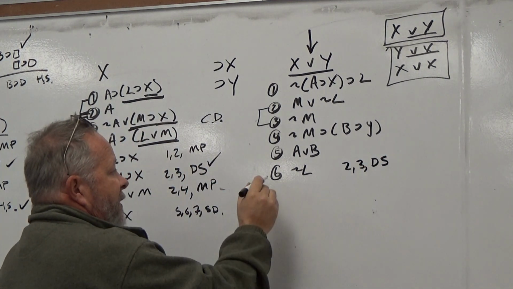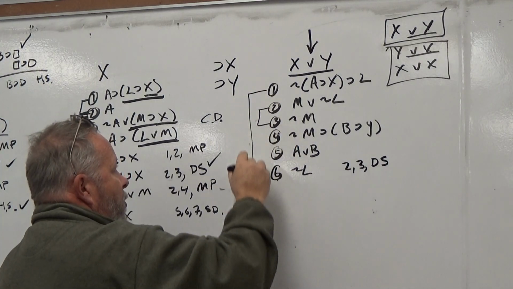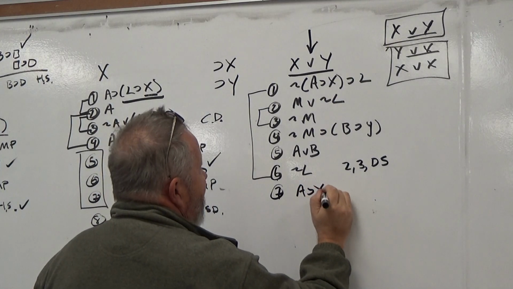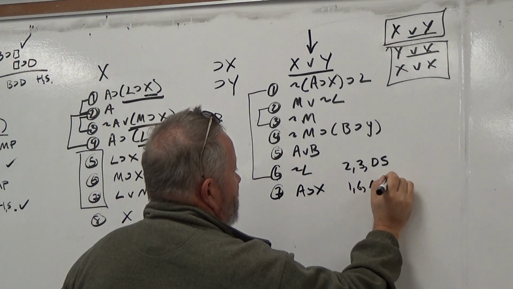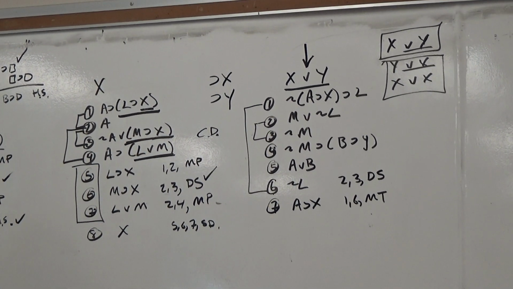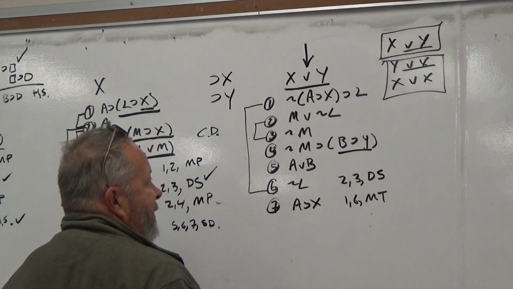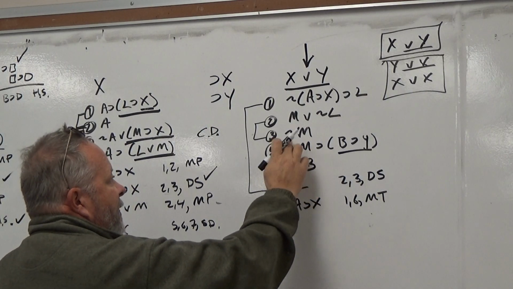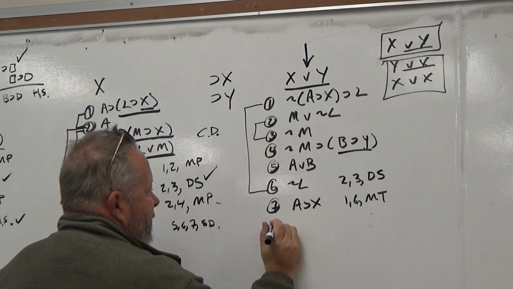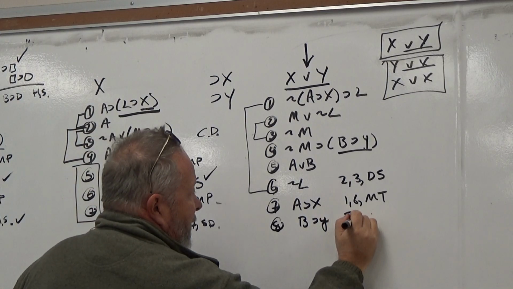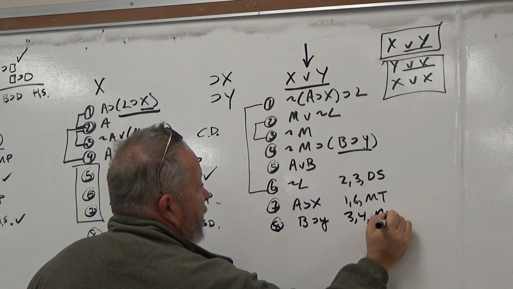Okay. I was going to use this not L to do a modus tollens with line 1, and that gets me A, then X. 1, 6, modus tollens. The negation drops off when we do the modus tollens. So I got the A, then X. Now let me try to get the B, then Y. It's in a conditional, which means I need a not M, and gosh darn, there's a not M right there at 3. So we can say B, then Y, from 3 and 4, modus ponens.